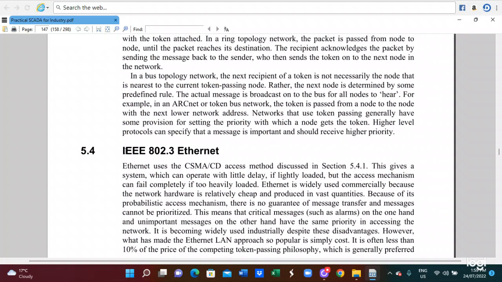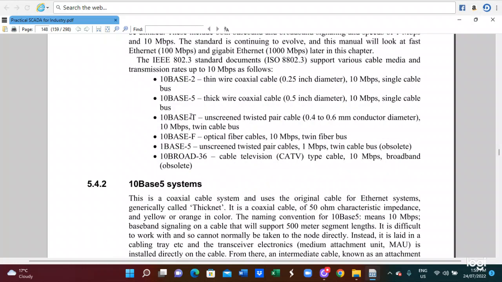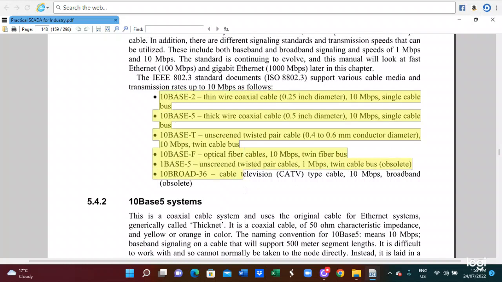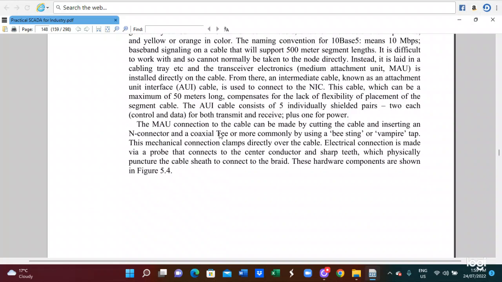So in this case, we use the IEEE 802.3 standard. Also the Ethernet types. You can see the 10Base2, 10Base5, 10BaseT, 10BaseF. So they are the kind of cable component. So you also need to know more about the 10 Mbps system. You have to read.